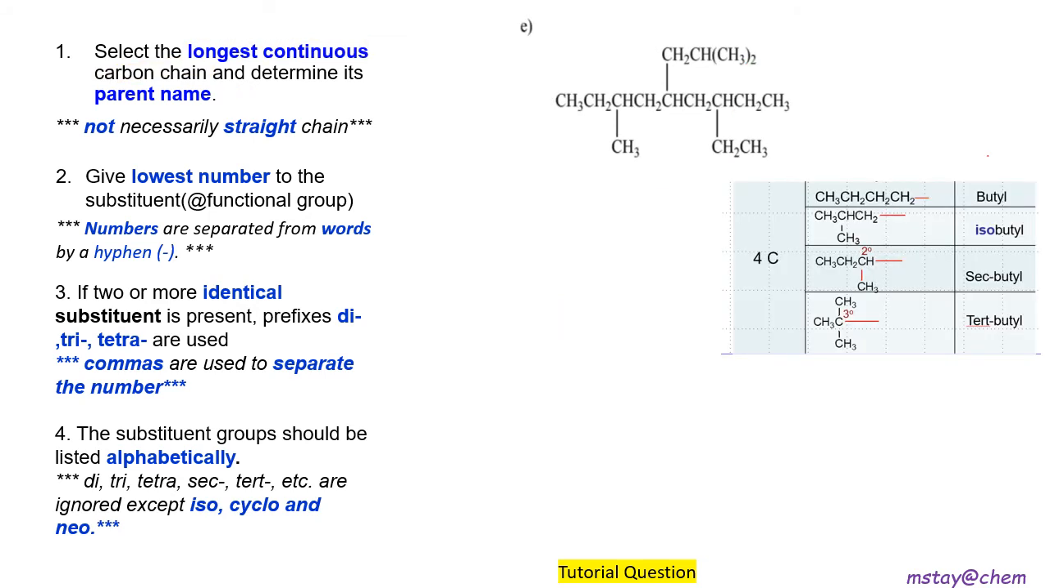Okay, we already selected the longest carbon chain in the previous slide, which is from the left to the right, a straight chain with 9 carbons. So the parent name is nonane. Okay, then now we need to go to step number 2.